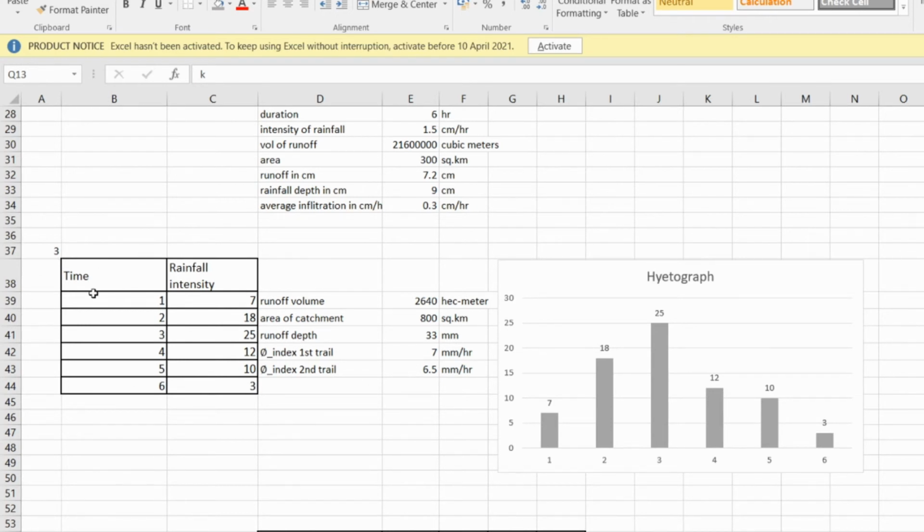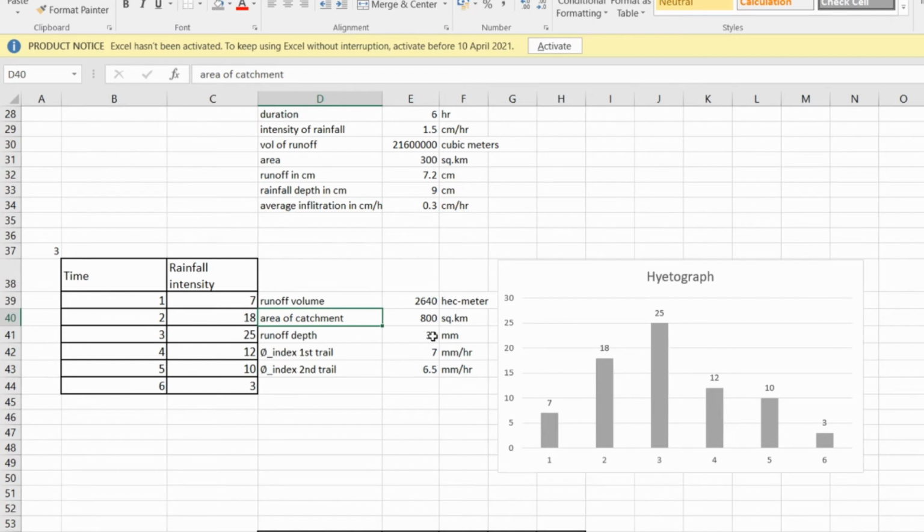Anyhow, you can see that this is the time and this is the rainfall. This is the time and rainfall intensity which was given to you in the question. Now the runoff is given to you, which is 2640 hectare meters, and the area of the catchment is 800 square kilometer.